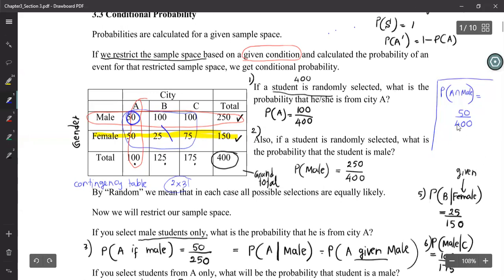You have to divide it by 400, okay? So likewise, can you tell me what is the probability of C intersection female? That means you select a student randomly and that student is a female and from city C. What is that probability?